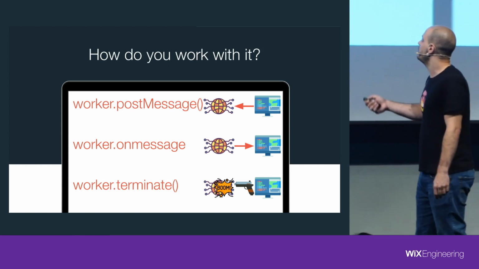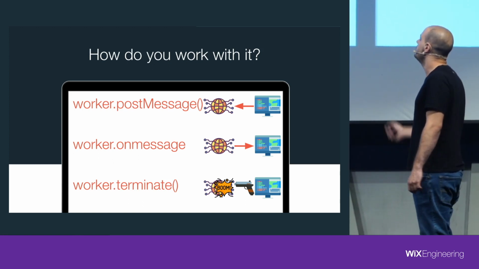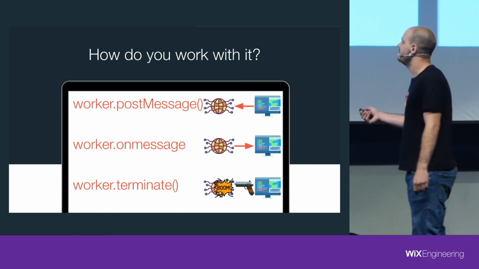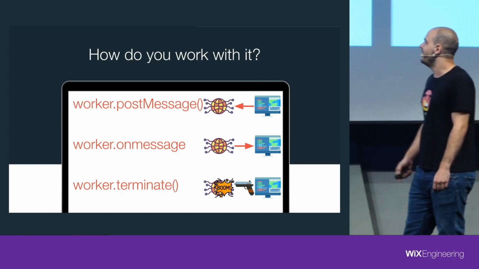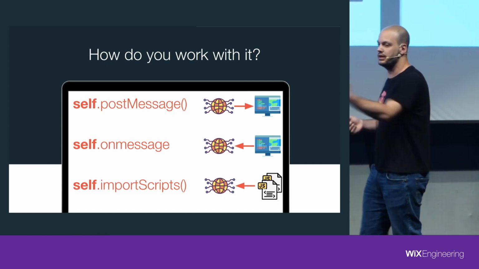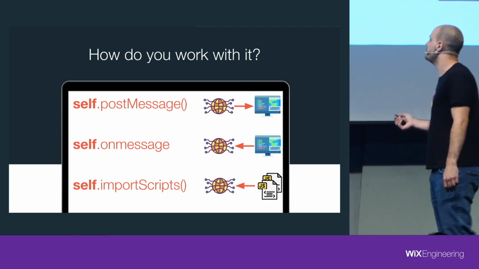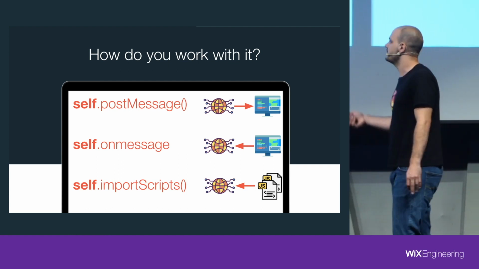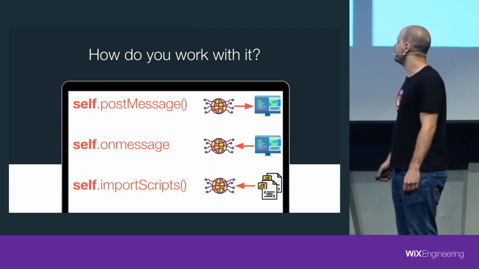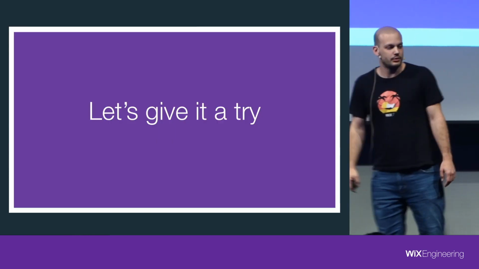And you send the data with the post message from the app to your web worker. You get the messages with the onMessage event, and you can terminate it if you want. And from the other side, you can send the post message to the thread that created you and get a message back. And importScripts is a function that helps you evaluate scripts in your web app. So let's give it a try.